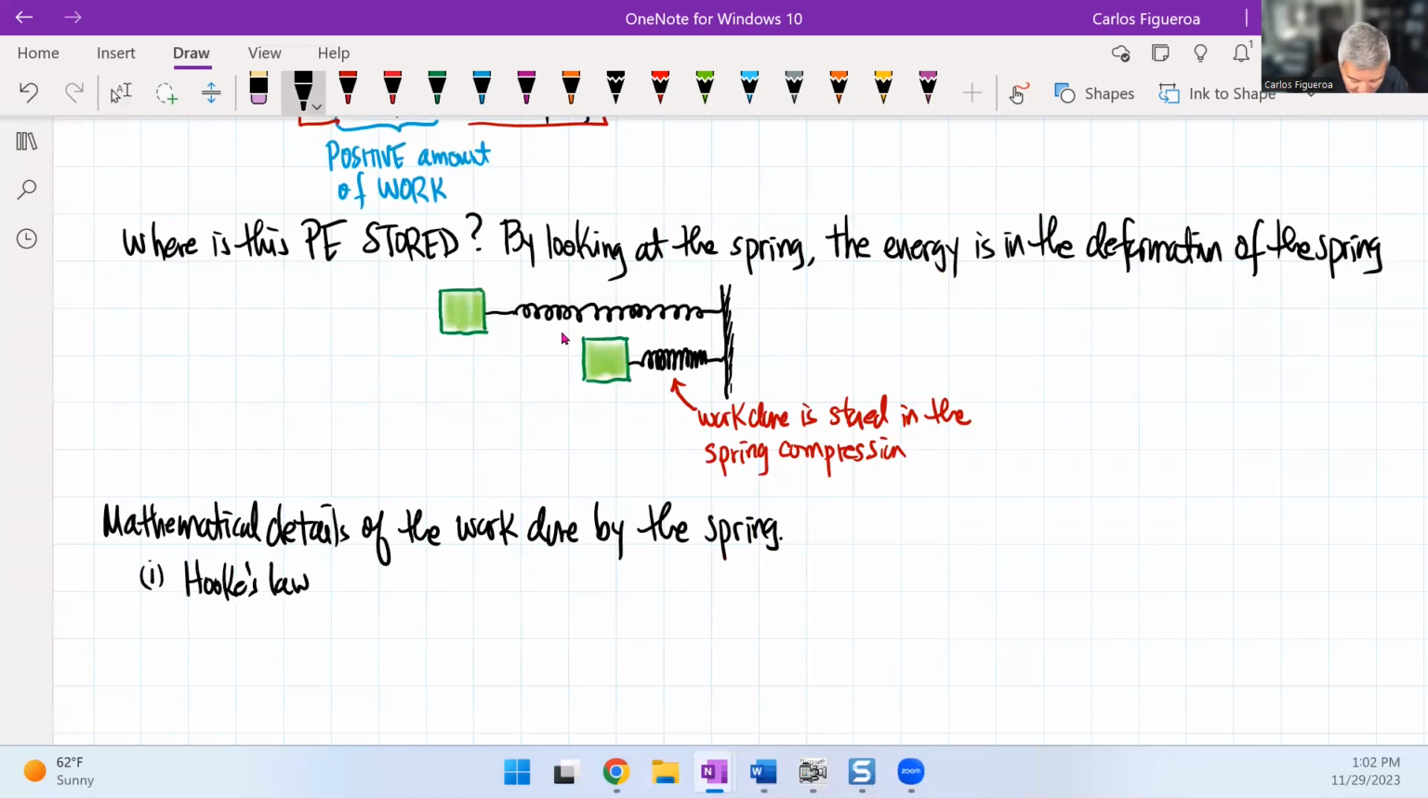Once we deal with Hooke's law, you're going to find that this is a variable force. So this is a big deal. This is the first variable force that we've encountered in Physics 11. And because it's a variable force, we do not have the ability to deal with this mathematically.